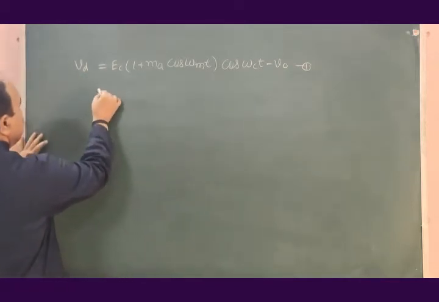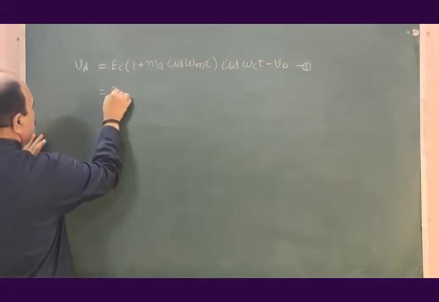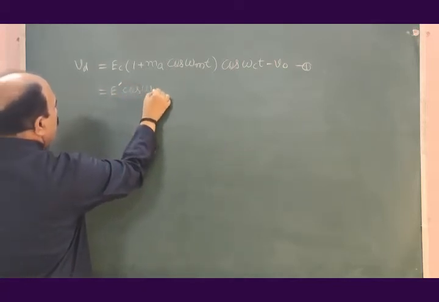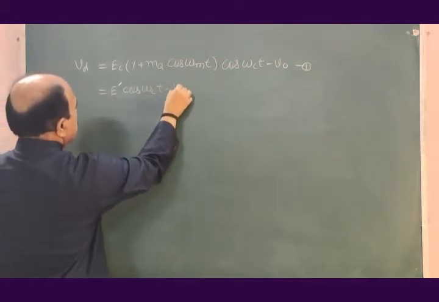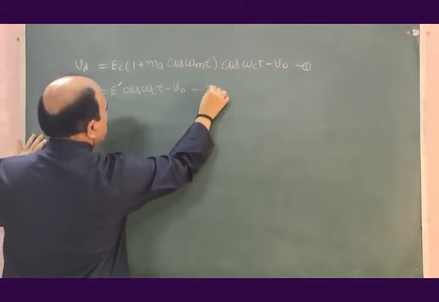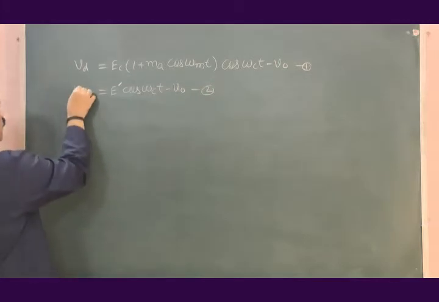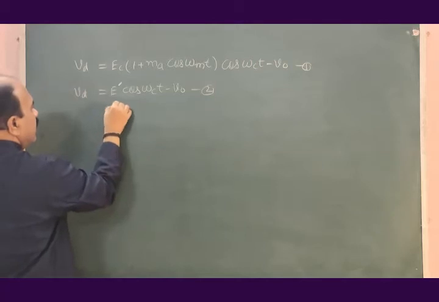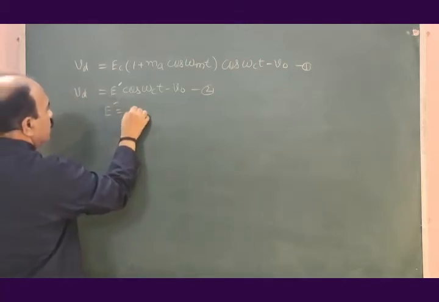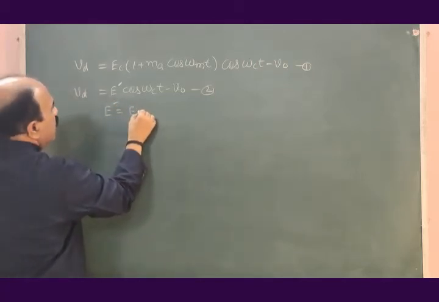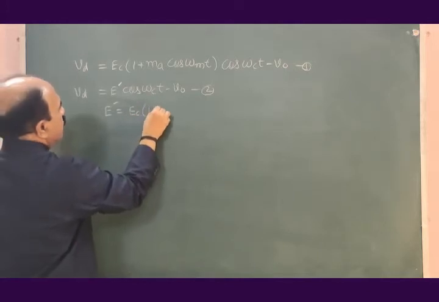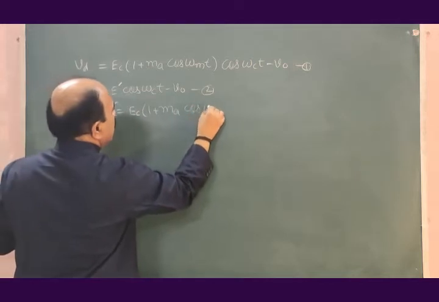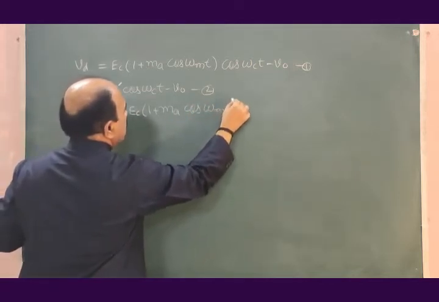This may further be written as E dash into cos omega Ct minus Vo, equation number 2, where E dash is equal to EC into 1 plus MA cos omega t.